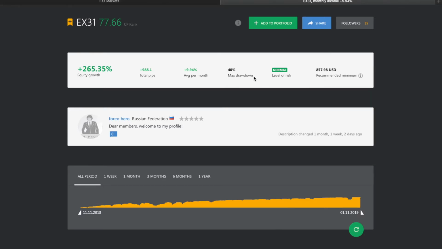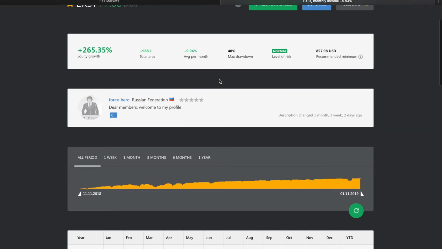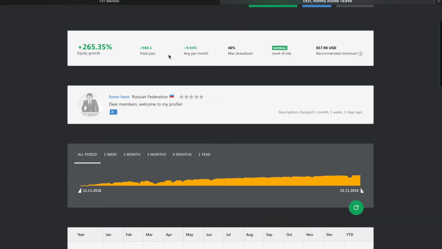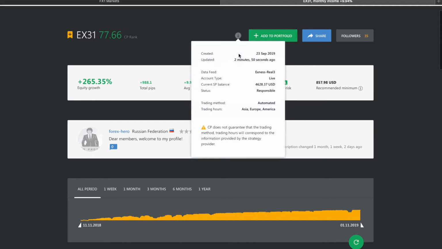The more practice you have on reading the charts and these numbers, the better it is for you to follow this trader. So this trader has almost 10% average monthly, not bad. Normal level of risk is good. Recommended minimum, you can check in the I section. This trader has $4,600, which normally he's trading with maybe 20% of his account, which is $857. So by that, you know that when they recommend that, it means this trader is using 20% of his account. It's better for you to follow the recommendation. If not, you will need to use more leverage for your account.